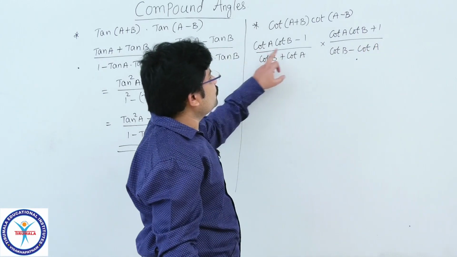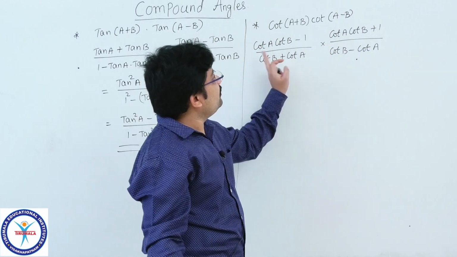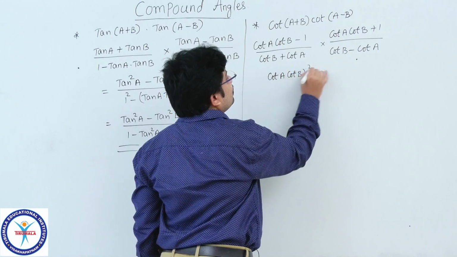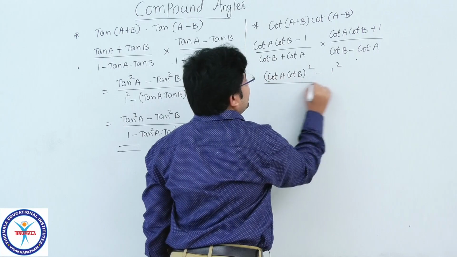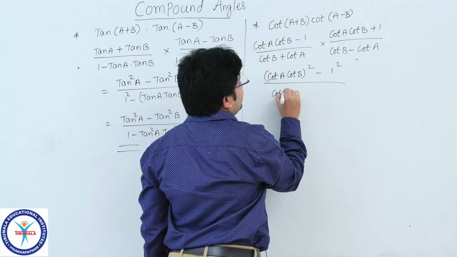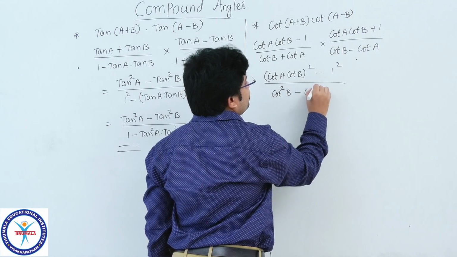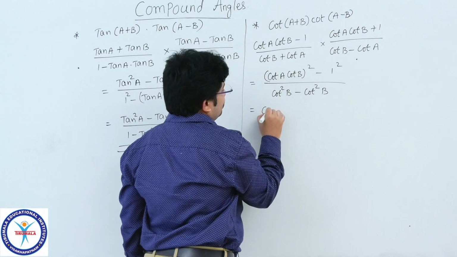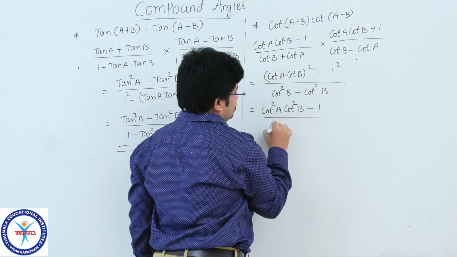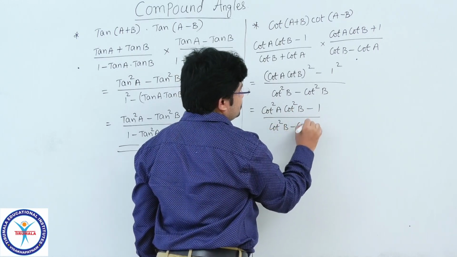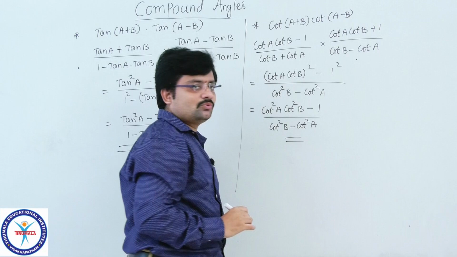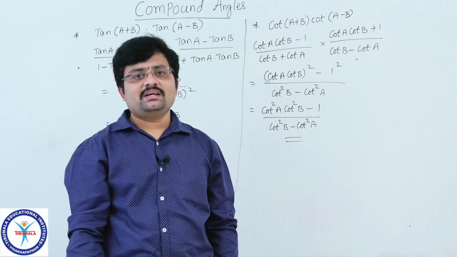Again, if you observe the numerators, it is in the form of (a+b) into (a-b). So here, (cot a into cot b) whole square minus 1 square, and the denominator is also in the form of (a+b) into (a-b), a square minus b square. That is cot square a cot square b minus 1 by cot square b minus cot square a. These are the two most important applications in trigonometry in compound angles.